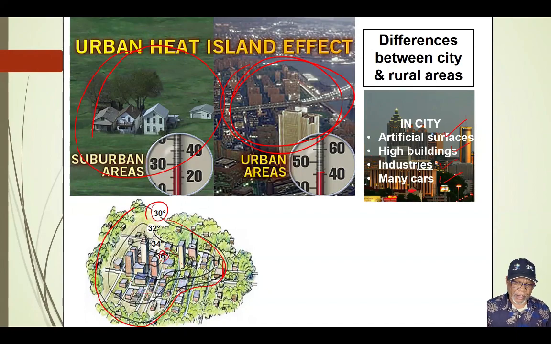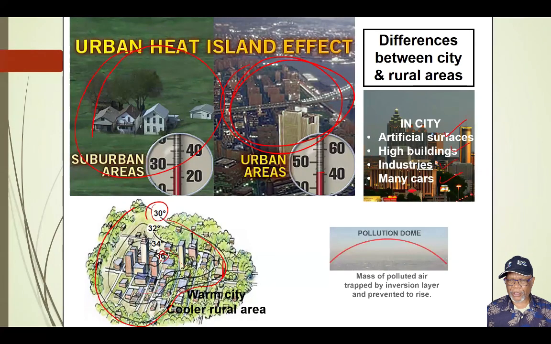Why? Now you can start looking at the artificial surfaces. You can think that these are tall buildings that are absorbing more heat. There will be also more activities. There will be more vehicles. So this is the reason why urban areas will be warmer than rural areas.